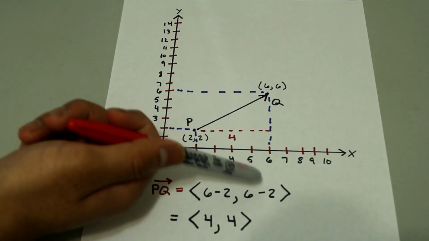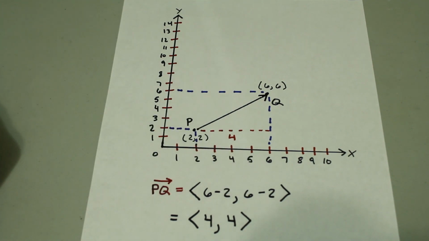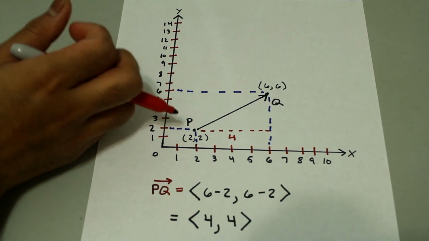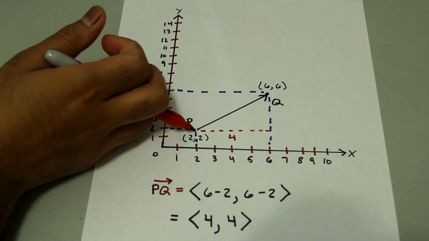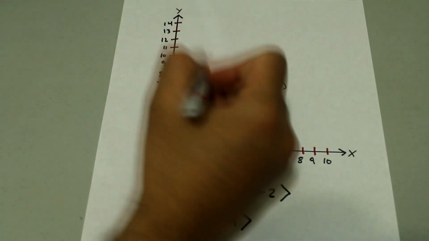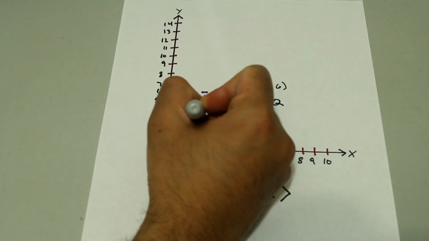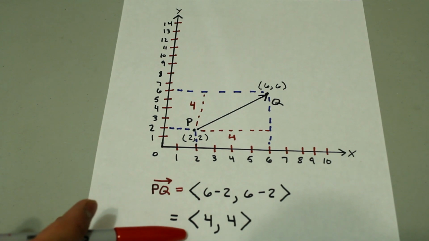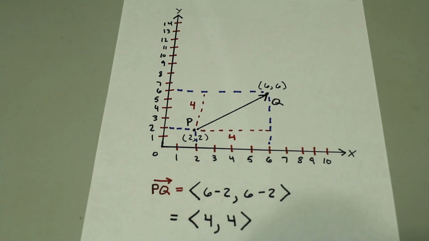Similarly, when we're looking for the y component, we're also looking at the distance between the y coordinate of the initial point and the y coordinate of the terminal point. So if we were to draw it on the diagram, this would have a distance of 4. And considering all this, that's how we get the component form 4, 4.